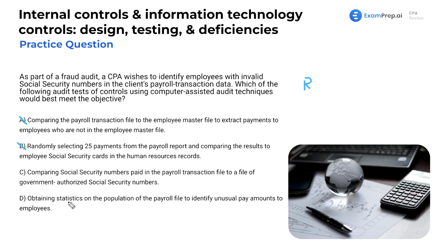And lastly, obtaining statistics on the population of the payroll file to identify unusual pay amounts to employees. This is a great thing that you should do if you're auditing payroll to look for possible errors in payments. However, this isn't going to do anything to identify invalid social security numbers. So this is a great audit procedure you should take, but it's not going to help you with exactly what we're looking for in this question. Final answer here is going to be letter C.